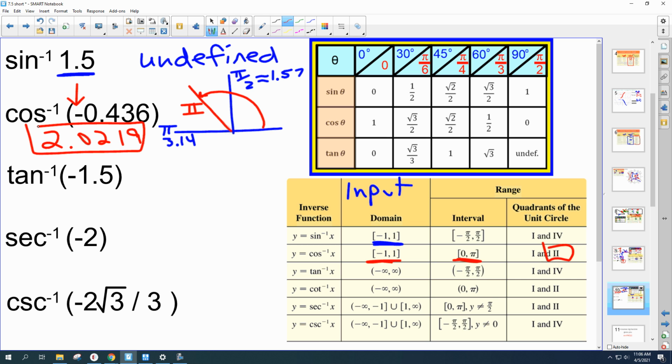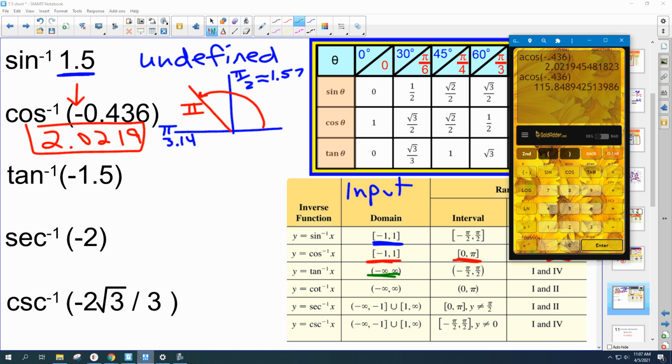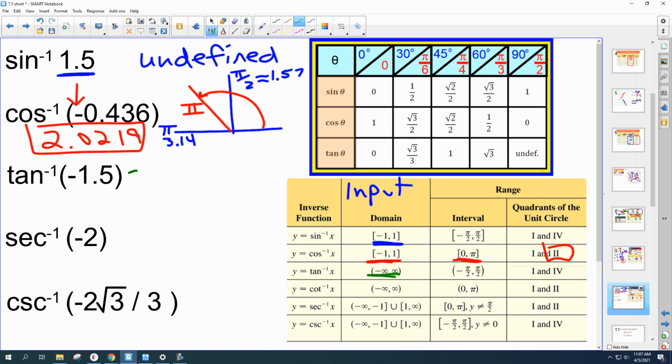Next one, inverse tangent of -1.5. Am I allowed to plug in -1.5? Yeah, because I can do anything. The domain for inverse tangent is all those numbers, meaning I plug in anything I want. And so let's put in radians, inverse tangent -1.5, which is -0.9828. Am I allowed to have a negative answer? This one I am.